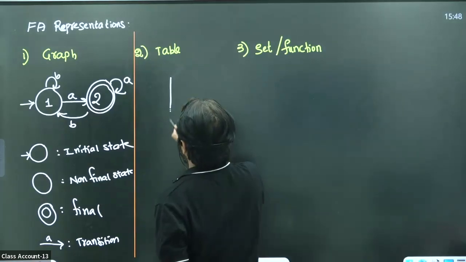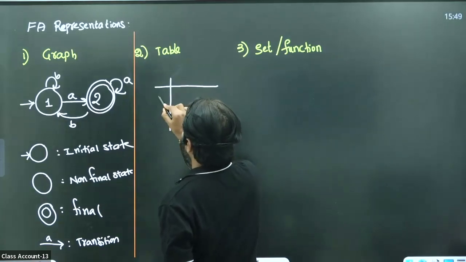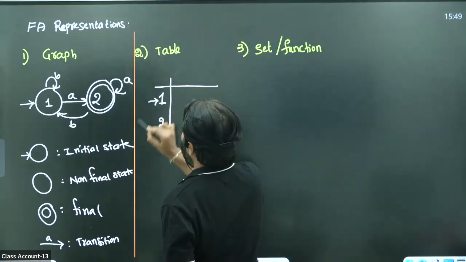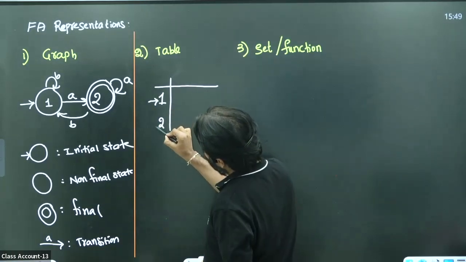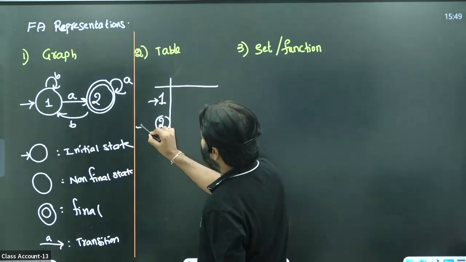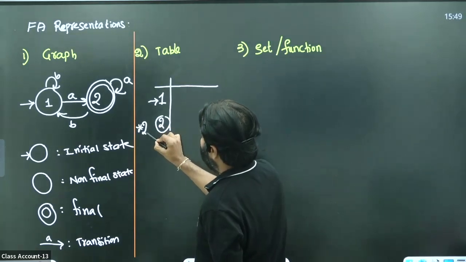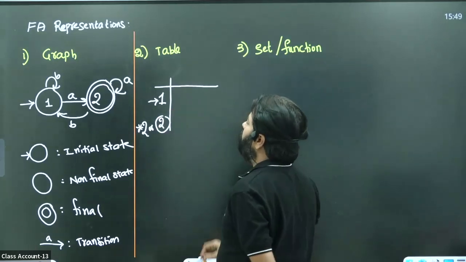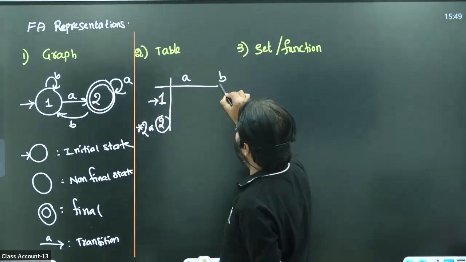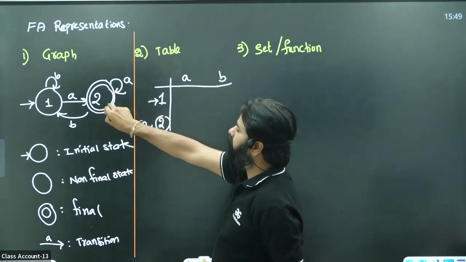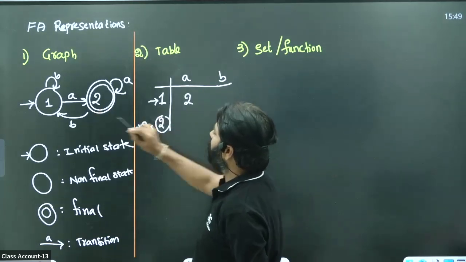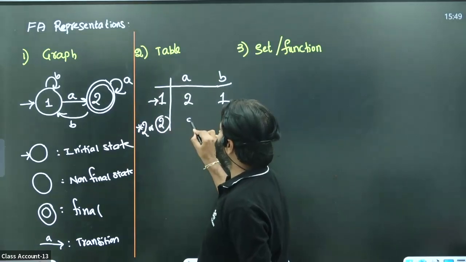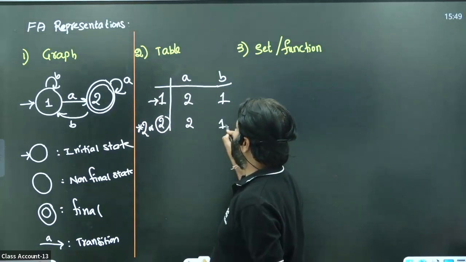Now the table, you can see 1 and 2 are states. Initial state we can represent with an arrow, but final state either you can use circle or you can even use star 2, it is your choice. You can use any one of them. Either circle 2 or star 2. Input will be represented as a column. 1 on A, you can see that goes to 2. 1 on B, it goes to 1 itself. And 2 on A, it goes to 2. 2 on B, it goes to 1.